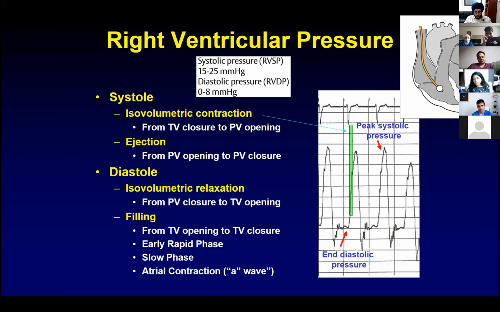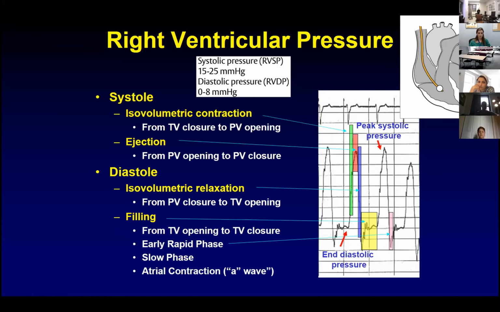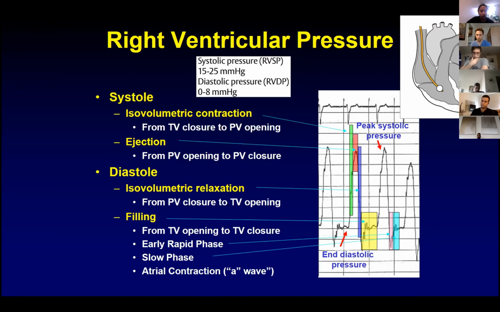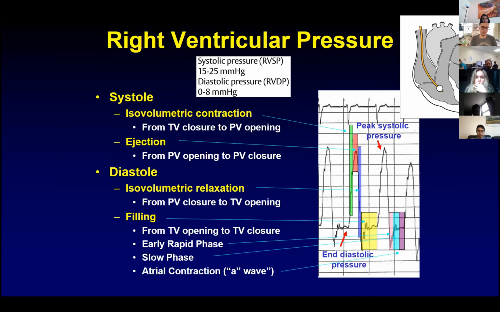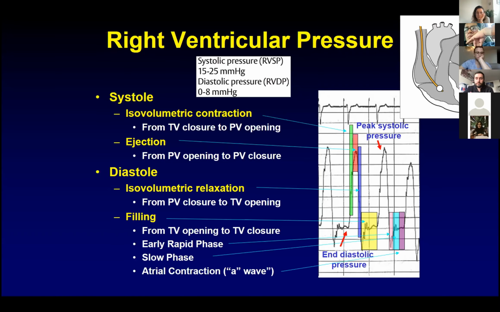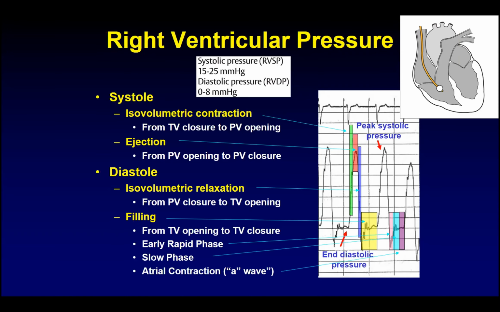So just to go over things, this is the isovolumic contraction that you see first, then the ejection, then the isovolumetric relaxation, and the filling phase. This is the early rapid phase, the slow phase of diastolic filling, and then the atrial contraction, which is the A wave in the RA waveform. The normal systolic pressure is 15 to 25. Normal diastolic pressure should be the same as your RA pressure, which is 0 to 5.